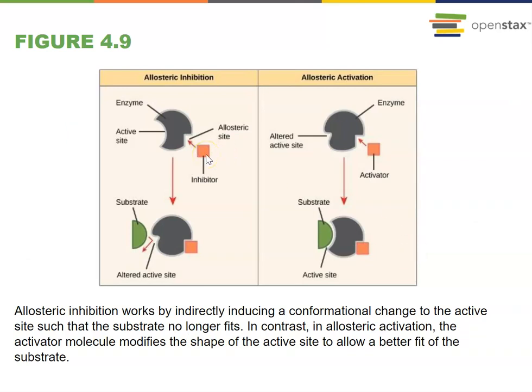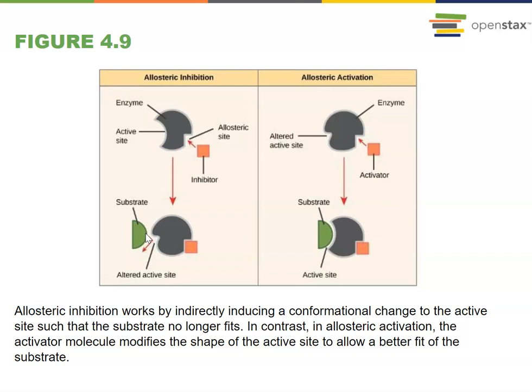This idea is called allosteric inhibition. I should have deleted this text. But basically what happens is there is this thing called an allosteric site. Notice that the allosteric site is not the same as the active site. What will happen is something like this orange square will come and bind to this allosteric site, and you'll see that the enzyme will actually change shape. And so now the substrate can't fit. The substrate can't get in there because something has bound to the allosteric site.